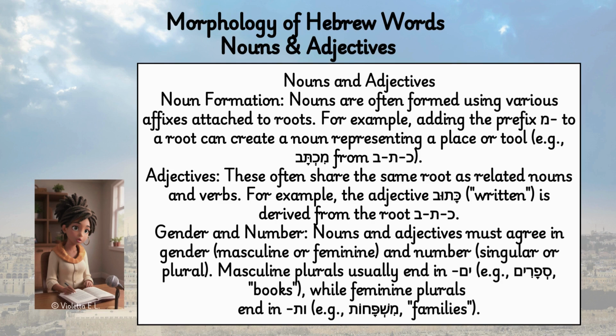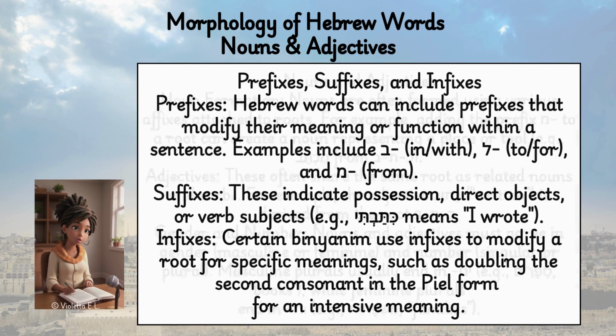Gender and number. Nouns and adjectives must agree in gender, masculine or feminine, and number, singular or plural. Masculine plurals usually end in im, e.g. sfarim, which is books, while feminine plurals end in ot, e.g. mishpachot, families.